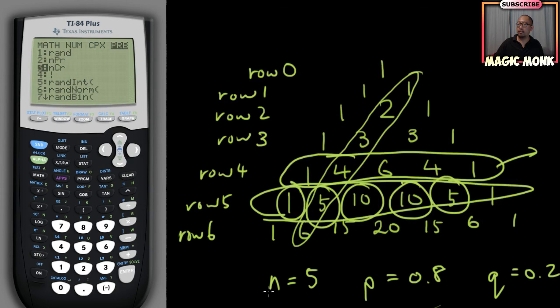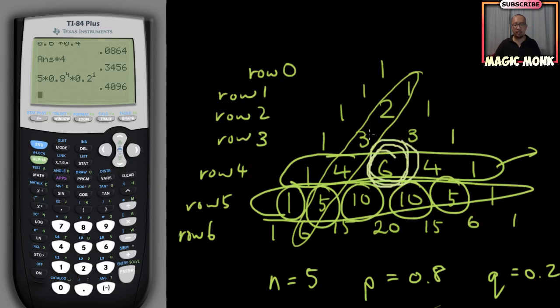So if you go NCR, okay, and basically let's say I want this number in my Pascal's triangle. This number 6. Let me use a different color to highlight that. Let's say I want this number. So that's row number 4, position number 2, 0, 1, 2, isn't it?